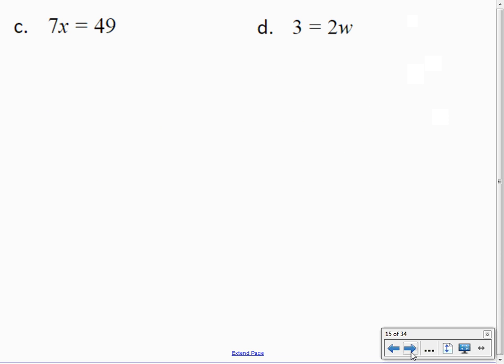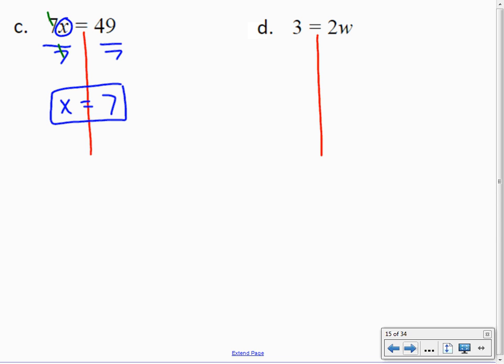Now C and D, what we have are multiplication occurring between a number and a variable. So the inverse of multiplication is division. If I want to get x by itself, well, 7 is multiplying the x, so I need to divide both sides by 7. These 7's will cancel out, leaving us with just x on the left side. 49 divided by 7 is 7, so my solution is 7.